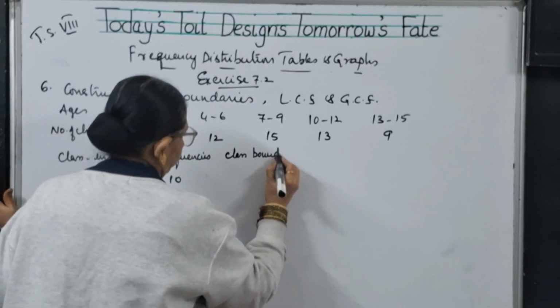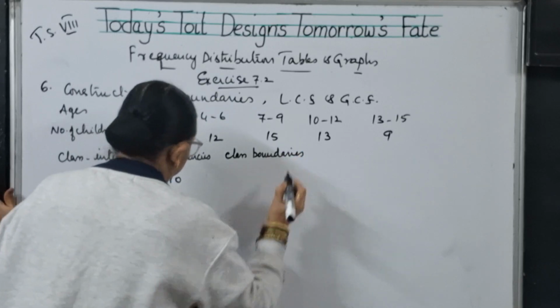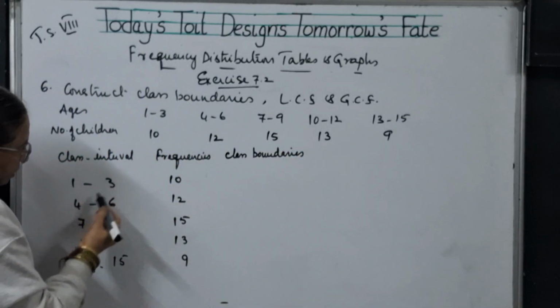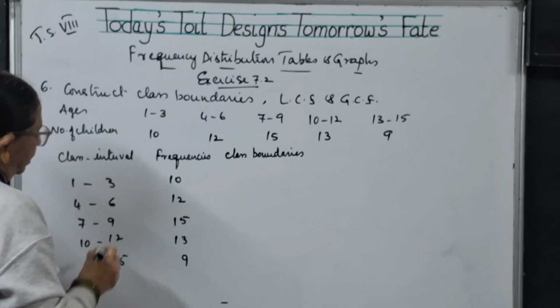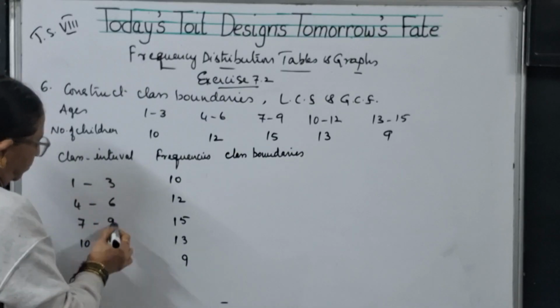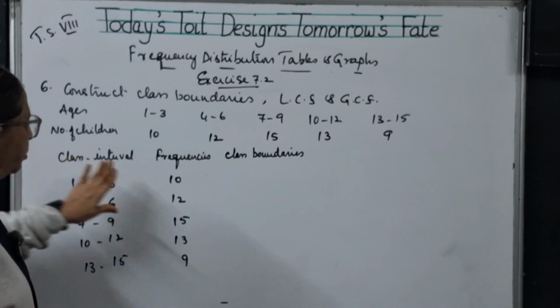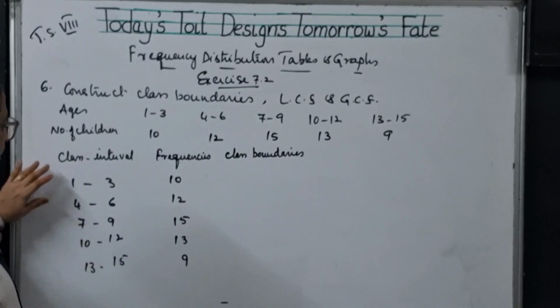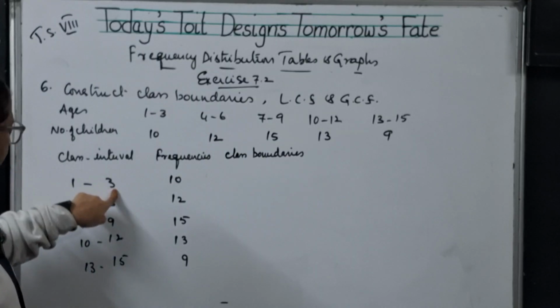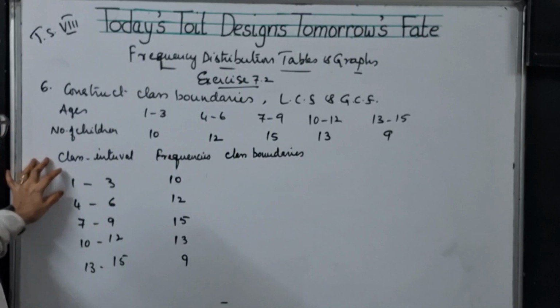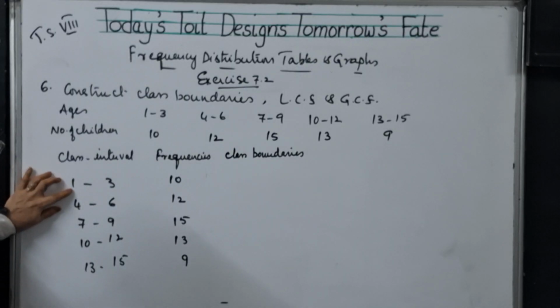Class boundaries. As this is an inclusive type of class interval, there is a gap of 1. I told you, 1 to 3, 4 to 6, 7 to 9. See, there is a gap of 1 here. So to fill that, the limits are different and the boundaries are different for this class interval. Lower limit, upper limit, 1 and 3. Lower boundary, upper boundary you will get by subtracting 0.5 here.